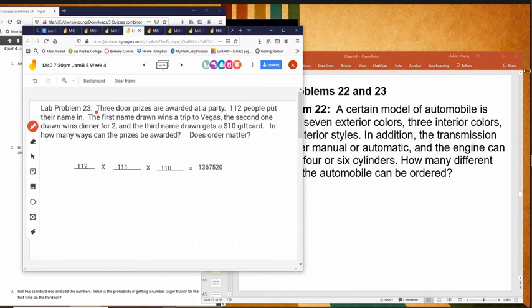All right, so let's see. We're awarding 3 prizes, so we're going to have 3 spaces, 1, 2, and 3. And we have 112 people that we're starting off with. So 112 goes first, then 111, then 110. So this seems like that could be accurate. Anybody else get the same answer? We got the same answer in my group as well. Okay, that seems good then.